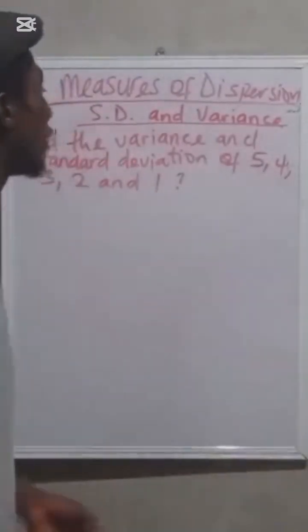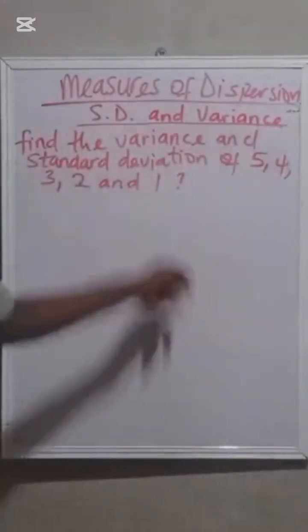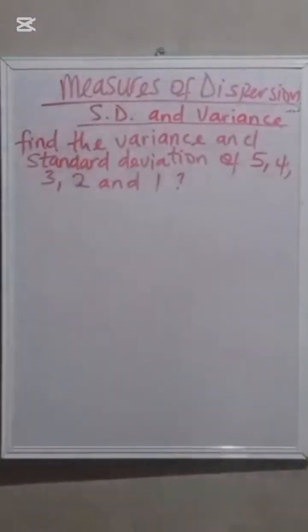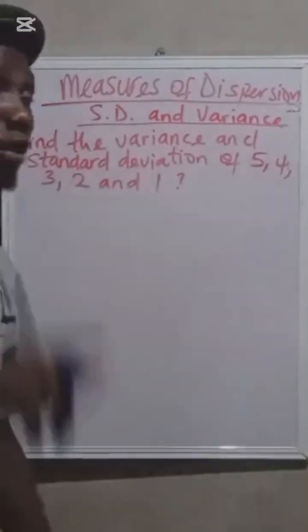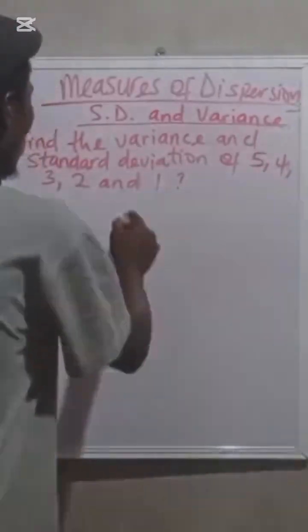So this is a question, and you're told to find the variance and standard deviation of 5, 4, 3, 2, and 1. Now this question is one of the questions I extracted from JAMB past questions. So how do you get this? So the solution.